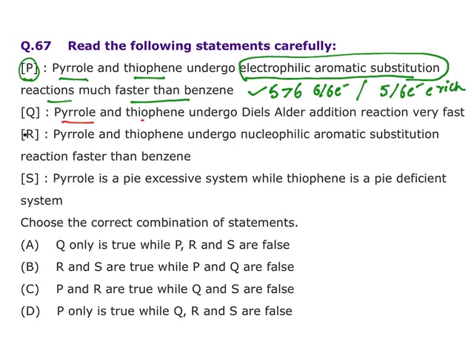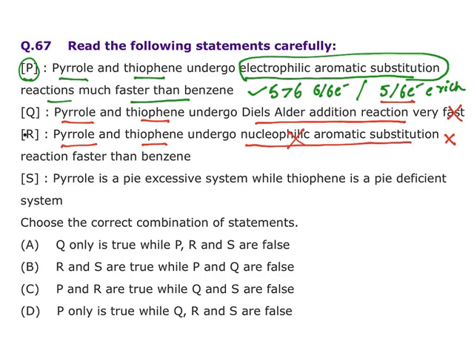Now, pyrrole and thiophene undergo Diels-Alder addition reaction very fast. No, just now we have seen it is only with furan. This is not true. Now, pyrrole and thiophene undergo nucleophilic aromatic substitution. No, these are electron rich. Electron rich means electrophilic substitution will take place, not nucleophilic.